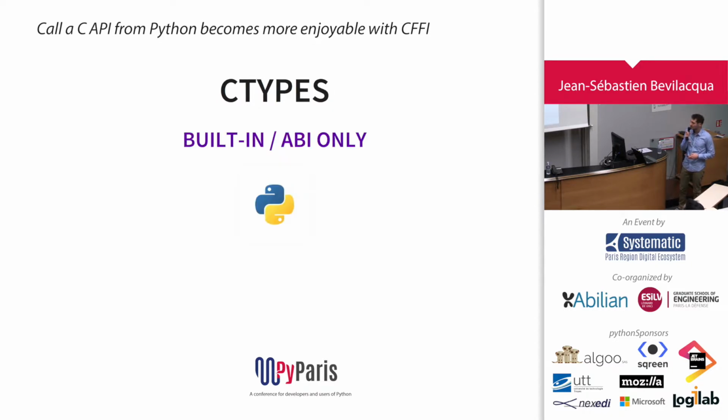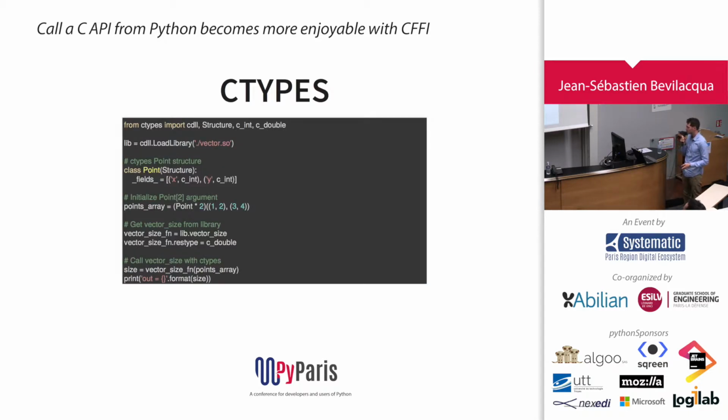Now let's talk about ctypes. ctypes is a built-in. It's a good solution because we can be sure ctypes is always available. With ctypes, you don't need compilation. It works only on the ABI level, not on the API. So you dynamically link at runtime to your library.